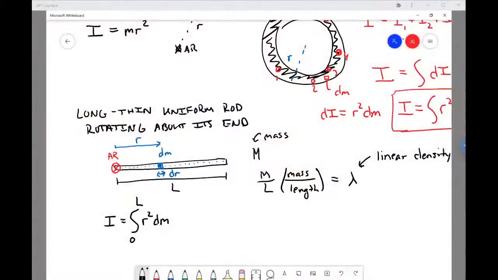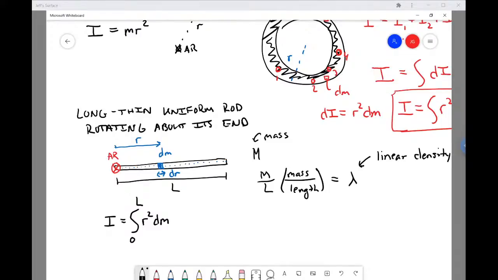You see, because in our integrand, the dm, it looks like we're integrating with respect to mass, but the r isn't constant. We're integrating with respect to r, and that's what the limits of integration are. They're two different values of r. So I don't know if you've done this before, but what this means is you got to do a change of variables.